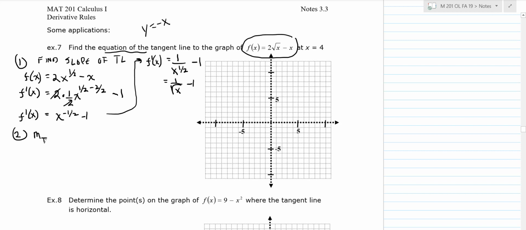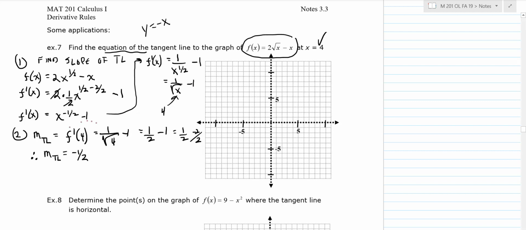So the slope of that tangent line is going to be f prime of 4. That's the x value that we're interested in. So we would just go 1 over square root of 4 minus 1. Again, I'm just plugging the 4 into the derivative. So that would be 1/2 minus 1. So that's 1/2 minus 2/2. So therefore, the slope of the tangent line is going to be -1/2. Okay, so that's kind of a key piece. We get the derivative and we get the slope of the tangent line like that.